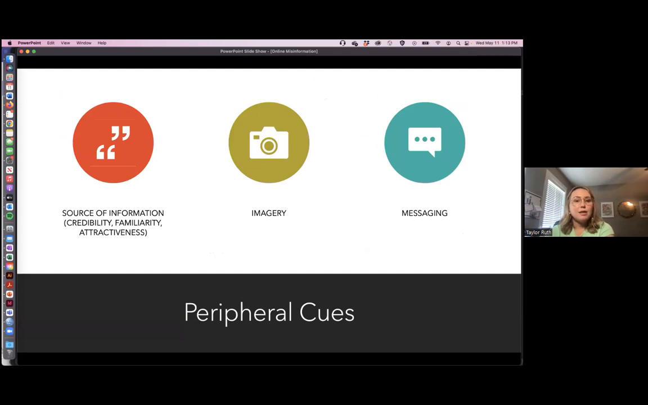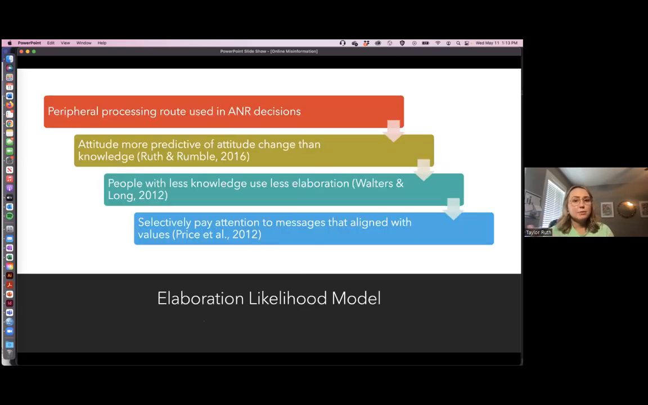And thinking about miscommunication or misinformation, sorry, oftentimes they might use a source of information to try to gain trust, or they might use images to evoke emotions because they know people are using this peripheral cue because they don't have the ability or motivation to really thoughtfully consider this misinformation that they are receiving. And we've seen this within ag and natural resources research that people mostly use that peripheral processing route because they simply don't have the knowledge to fully understand what is happening within agricultural and natural resource topics.